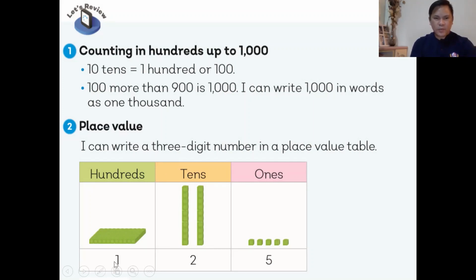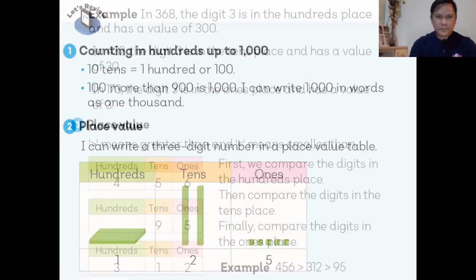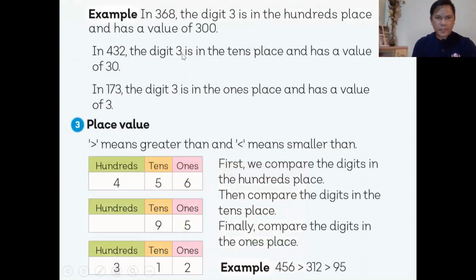So when we place 125 in a place value table, you can see the cubes of 100 and the tens and the ones. So this is the place value table. Then the example in 368, the digit 3 is in the hundreds place and has a value of 300. So if you look at the 3 here, it has a value of 300.